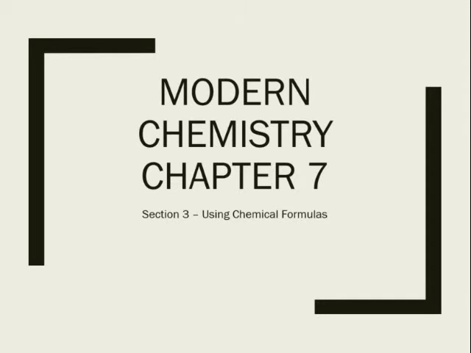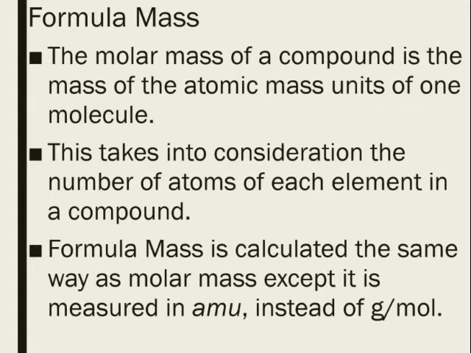All right, chemistry, this is your video lecture for chapter 7, section 3. We're going to start using chemical formulas. We're going to get some information out of these things. One thing that we want to have a basis for is calculating formula mass. The definition is in your book. We'll be going over that in class.